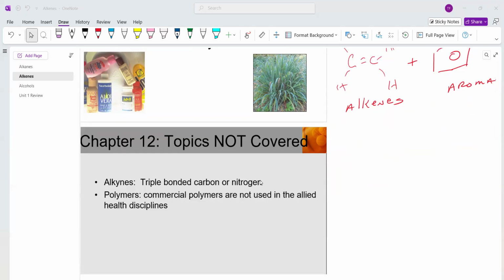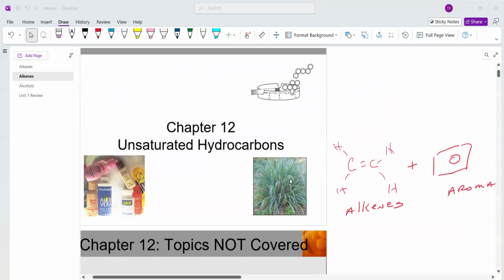Those are not in the body naturally. And since this is an allied health class, we're not going to be covering triple bond reactions. You're going to have plenty of reactions, trust me. But anyway, we're not covering those. Also, we're going to be doing organic polymers only, not plastics. Okay, so the 2 types we're going to be talking about are alkenes and the aromatics. Now, aromatics we talked about last time. We're going to talk about them in more detail today. And alkenes are double bonded.